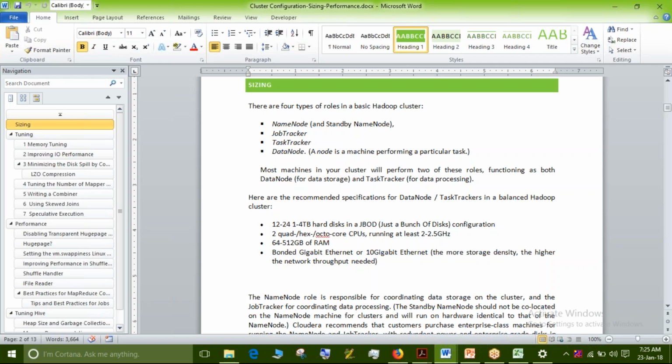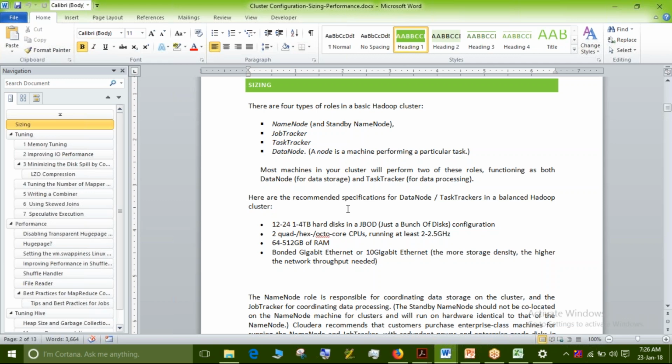Whereas your data node and your task tracker, I mean your node manager, you can set up those things even on very normally configured machines. But still, in most production clusters, you will see these are the recommended specifications for data node or task trackers in a balanced Hadoop cluster.